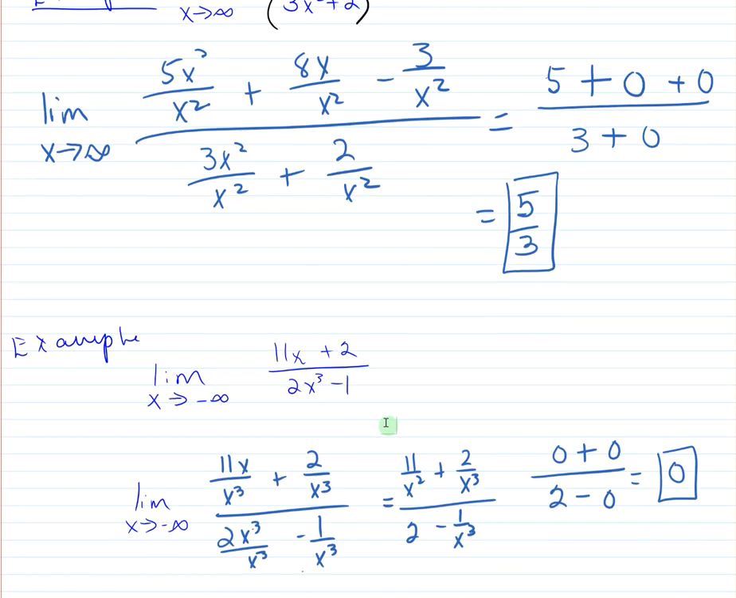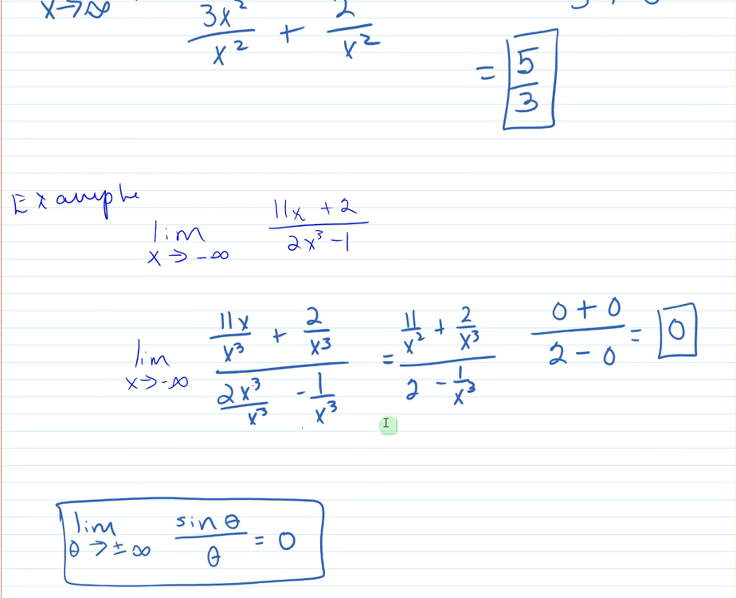But you actually can see that it would be 5/3. The limit as x approaches negative infinity of 11x plus 2 over 2x cubed minus 1. So again, the highest power is x cubed. If we divide it everywhere, that simplifies to 11 over x squared. That's 2 over x cubed. That's just a 2, and that's minus 1 over x cubed. So this goes to 0, 0, and 0. And this is 0, so now you have 2 on the bottom. But that ultimately is 0 over 2, which is 0.